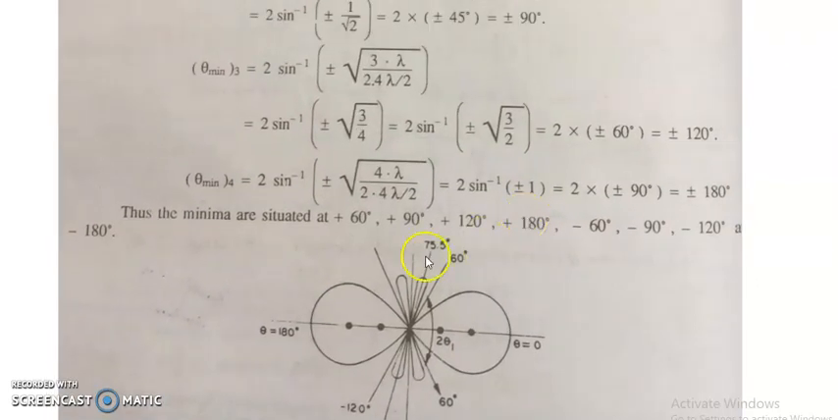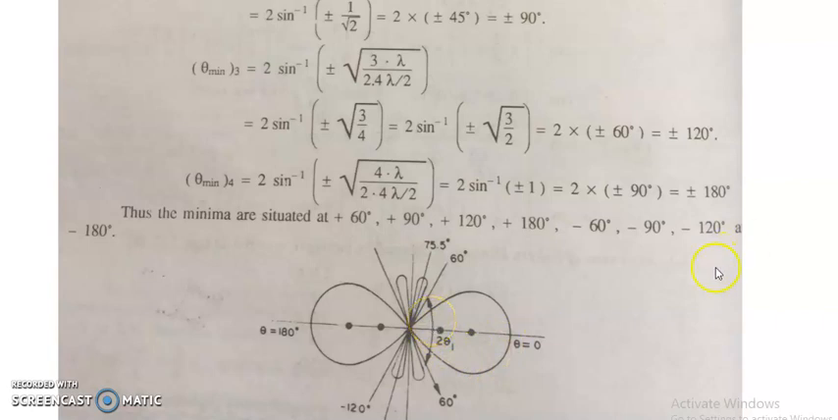Thus the minima are situated at 60, 90, 120, 180, minus 60, minus 90, minus 120 and minus 180, and you get the figure. Where do you get the maximum? At 0 and 180 you will get it.